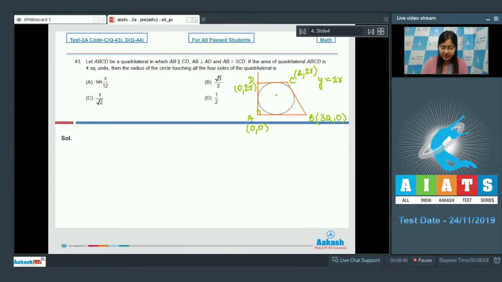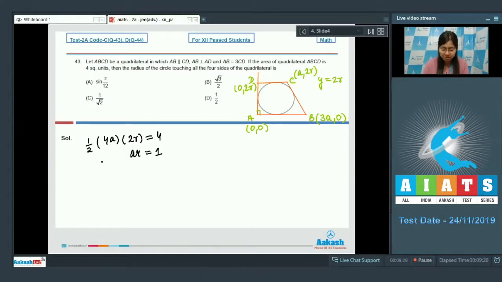Now it is given that area of the quadrilateral ABCD is 4. Here it is a trapezium. So its area will be half into sum of parallel sides, that is a plus 3a, into distance between them, that is 2r. So this is equal to 4, which means that value of ar is equal to 1. Now we have to find the radius of the circle which is touching all the 4 sides of the quadrilateral.